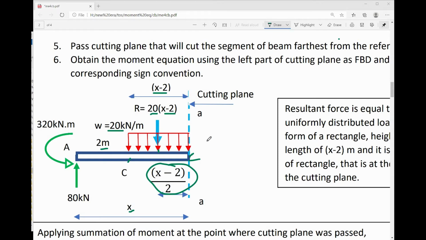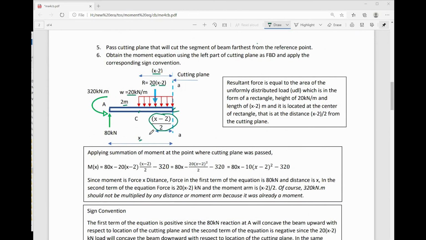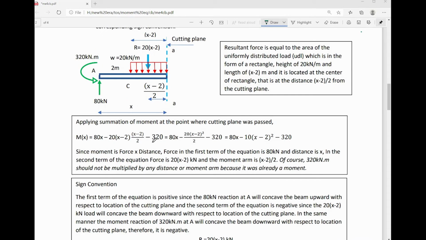After solving for the forces and distances in terms of x, we can now obtain the single moment equation. On the first term of the equation, we have 80 kilonewton, that is force, multiplied by distance, which is equal to x, that is 80 multiplied by x. And for the second term of the equation, the force is equal to 20 multiplied by x minus 2, multiplied by its moment arm, that is x minus 2 all over 2. And on the third term of the equation, we have 320 kilonewton meter. Since 320 kilonewton meter is already a moment, there's no need to multiply it with the distance.